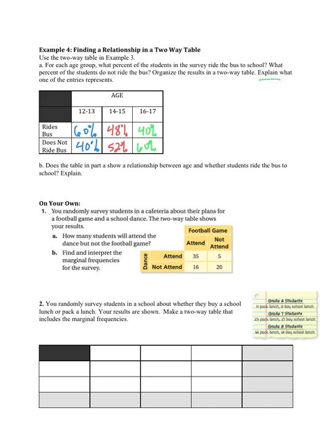It says, explain what one of the entries represents. So let's take this one right here. And that says that 40% of 16 to 17-year-olds surveyed ride the bus.